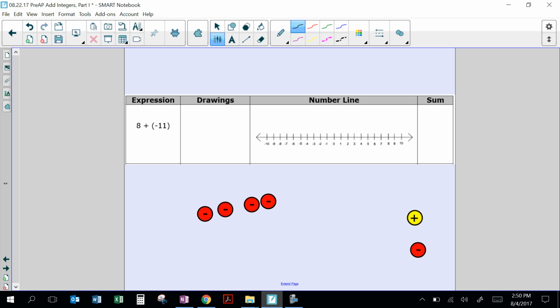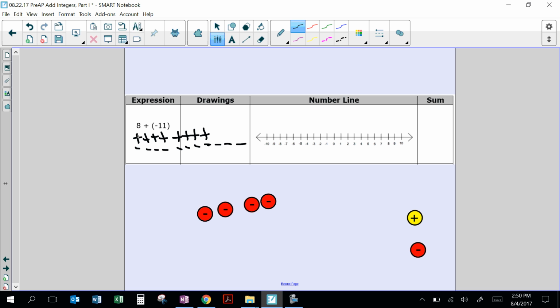Next example, 8 plus negative 11. I'm going to draw these. So we start with 8 positives. We're going to add 11 negatives to this picture. 1, 2, 3, 4, 5, 6, 7, 8, 9, 10, 11.